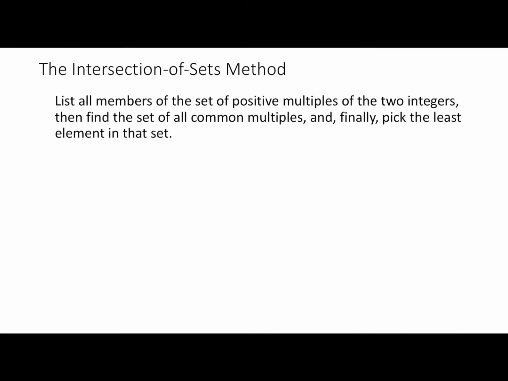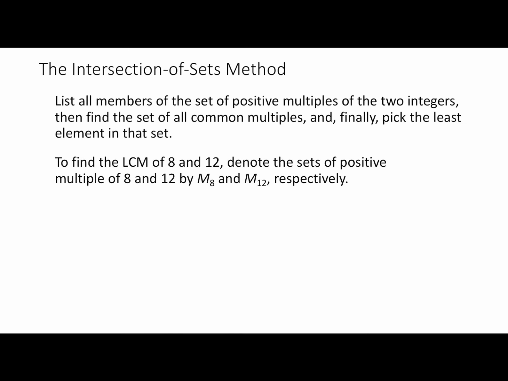We have an intersection of sets method for finding the least common multiple. The idea here is that for both of my numbers, I want to write the list of all multiples of each number. And then I'm going to take the intersection of those two sets. Now these two sets are going to be infinite, so you're going to have some dots in your sets. But I'm only interested in the smallest element of the intersection, the least common multiple. Okay, so let's try doing that.